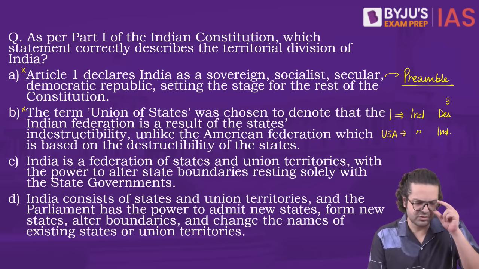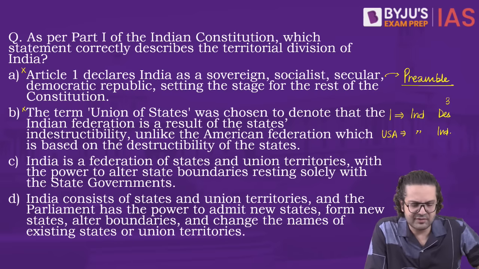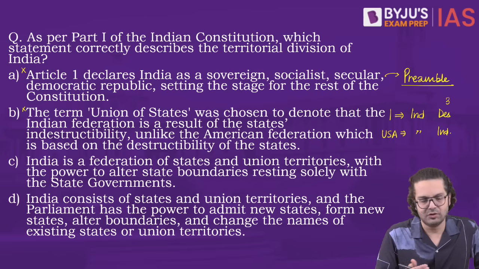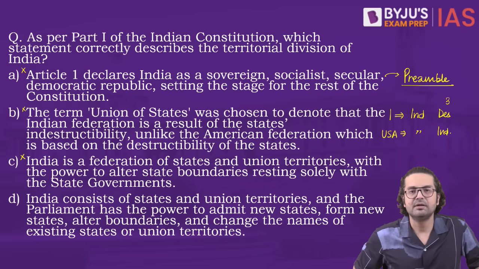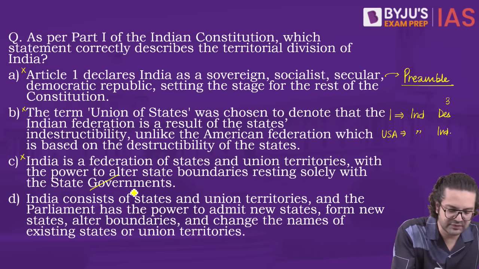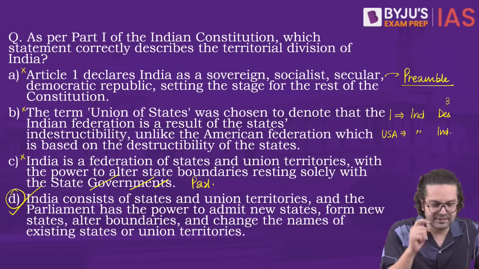Number 3 or C. India is a federation of states and UTs with the power to alter state boundaries resting solely with the state governments. We all know this power resides solely with the parliament, not the state government. This is also wrong. So D has to be correct. D is the right answer.